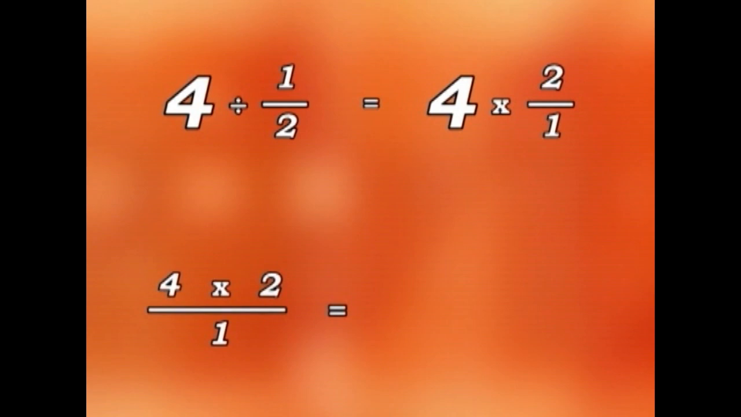Here's an example. 4 divided by 1/2 is the same as 4 multiplied by the reciprocal. That's 2/1. Very simple. Which becomes 4 times 2 is 8/1. So the answer is 8. 4 divided by 1/2 is 8.